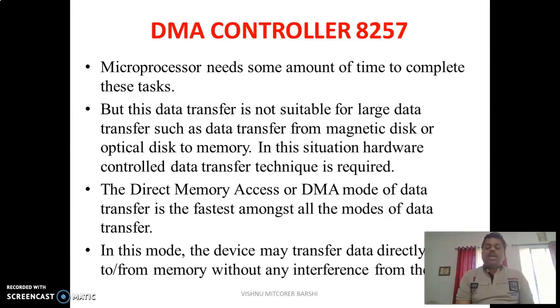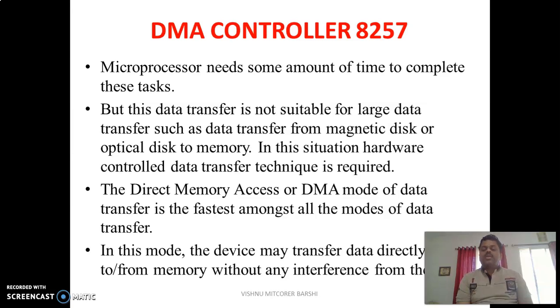So the microprocessor needs some amount of time to complete these tasks, but this data transfer is not suitable for large data transfers such as data transfer from the magnetic disk or optical disk to memory. In this situation, a hardware controlled data transfer technique is required. Direct memory access or DMA mode of data transfer is the fastest amongst all the modes of data transfer.